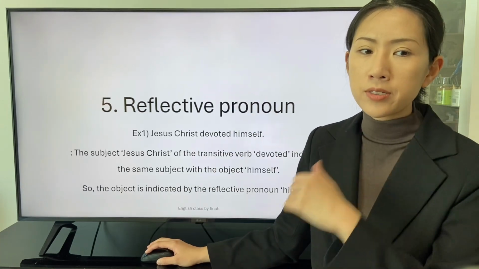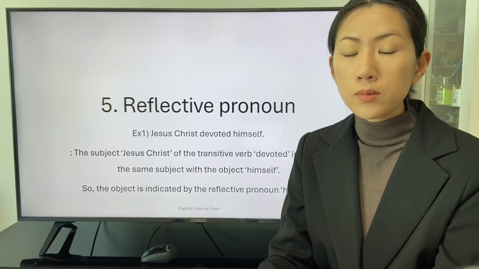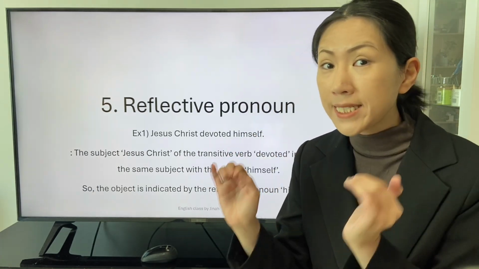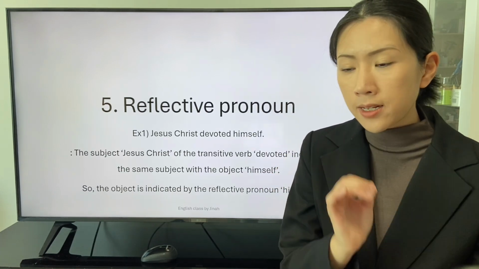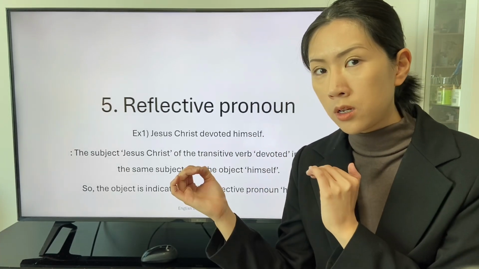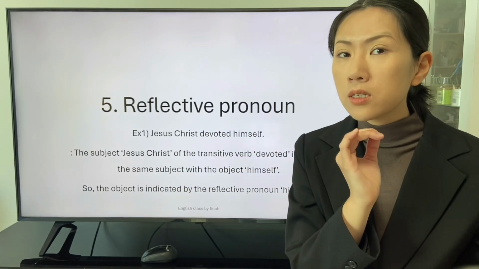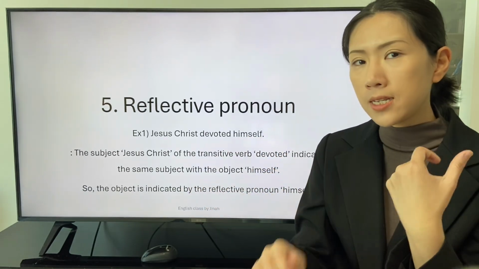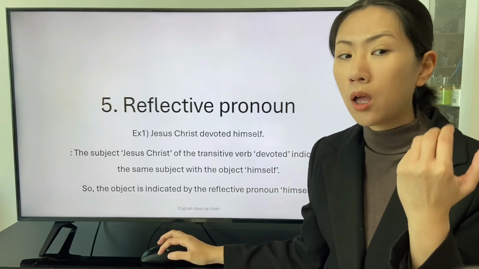The first exemplary clause is this: Jesus Christ devoted himself. The subject, Jesus Christ, is the subject of the transitive verb devoted. The subject, Jesus Christ, is also the object of the description by the transitive verb devoted. So the object of the transitive verb devoted is indicated by the reflective pronoun himself.